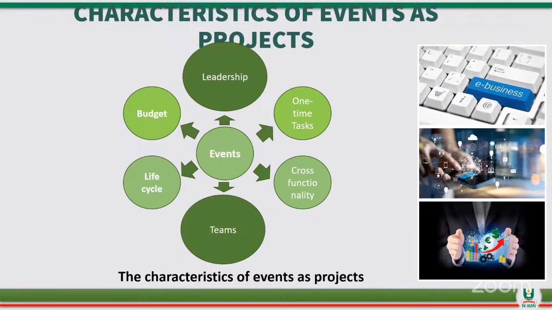Now, take a look at what you have on your screen. You will see that at the heart of this diagram is the events. To a large extent, leadership is part of that event. One of the unique characteristics of an event is that it will require a leadership to coordinate it. Then tasks. Every event has tasks. Every event requires a budget. You can see all of them there.